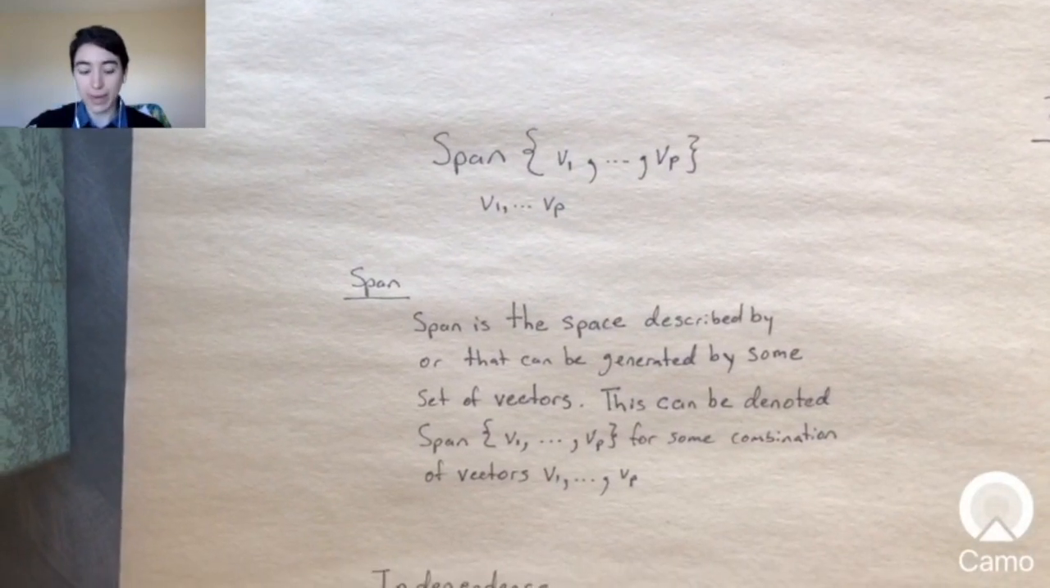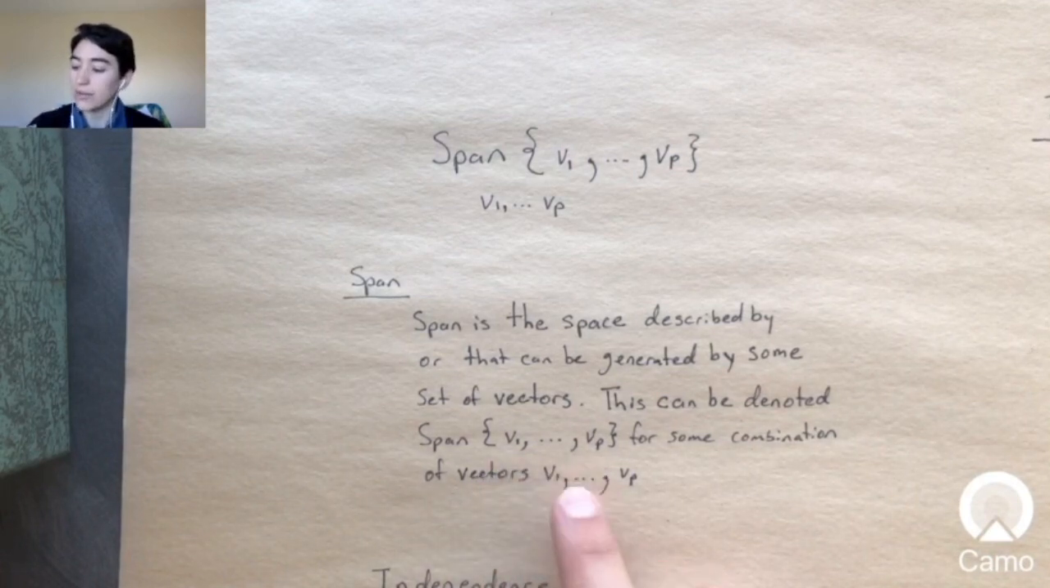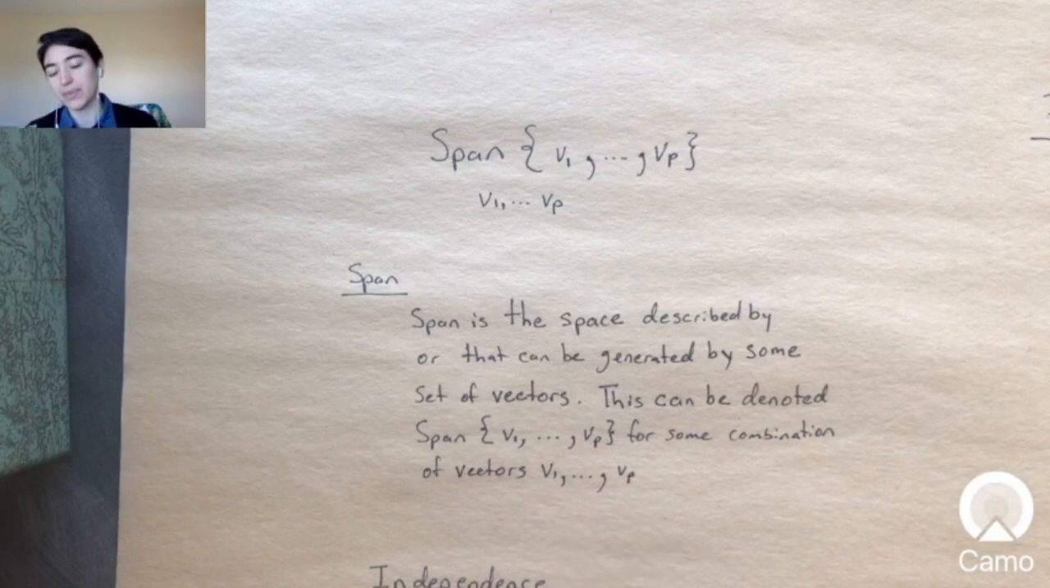Okay, let's recall span. Span is the space described by, or that can be generated by, some set of vectors. This can be denoted by span of v1 through vp for some combination of vectors v1 through vp. So if we had, say, two vectors, those together could be used to create a linear combination to form some other vector, or the set of vectors they could create would then be able to span, say, a plane.